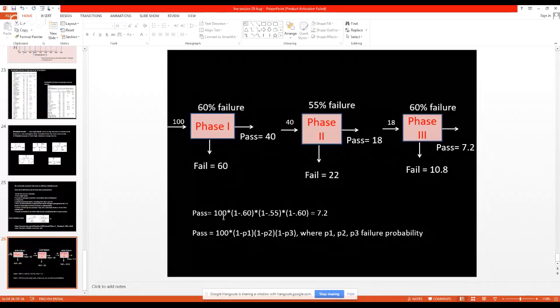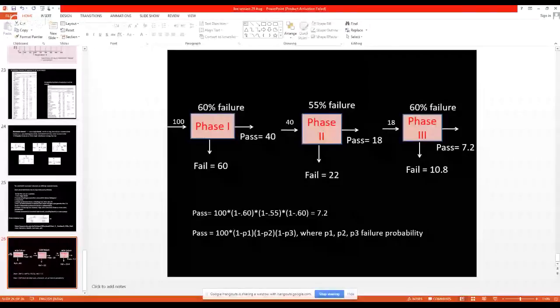As a total, we can calculate 100 times (1 minus 0.6) times (1 minus 0.55) times (1 minus 0.6), that comes to 7.2. So the general formula for passing material is 100 times (1 minus P1) times (1 minus P2) times (1 minus P3), where P1, P2, P3 are the failure probabilities in phase 1, phase 2, and phase 3 clinical trials respectively. Understand? Somebody had asked this question. I hope they understood this. This is basic knowledge which one can derive from their course in probability and statistics, which they might have studied in their first year.